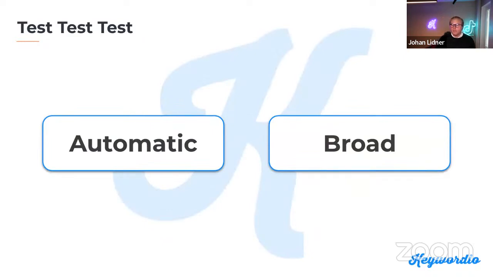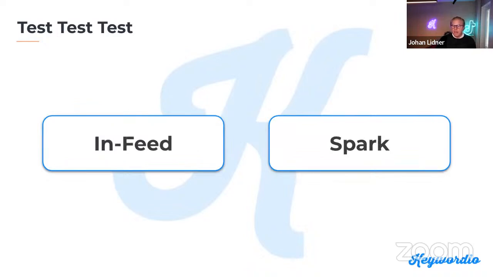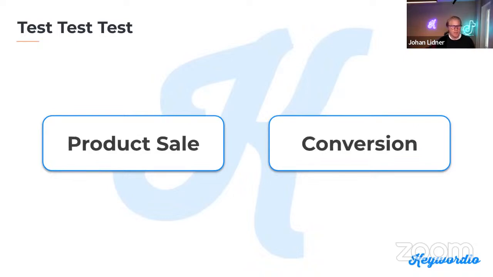So one thing that is good to test is automatic versus broad targeting. That is one really good test to see which works the best. Another one might be general interest versus purchase intent. And the other one would be in-feed ads versus Spark ads. And a little bit more explanation here. With in-feed ads, you upload the videos to TikTok in the ads manager, and it runs as an ad there. Spark ads, on the other side, you upload to your organic account or a creator's account, and you reuse that post as an ad. And we've seen really good results with the Spark type. And then, of course, testing product sales versus conversion ads.